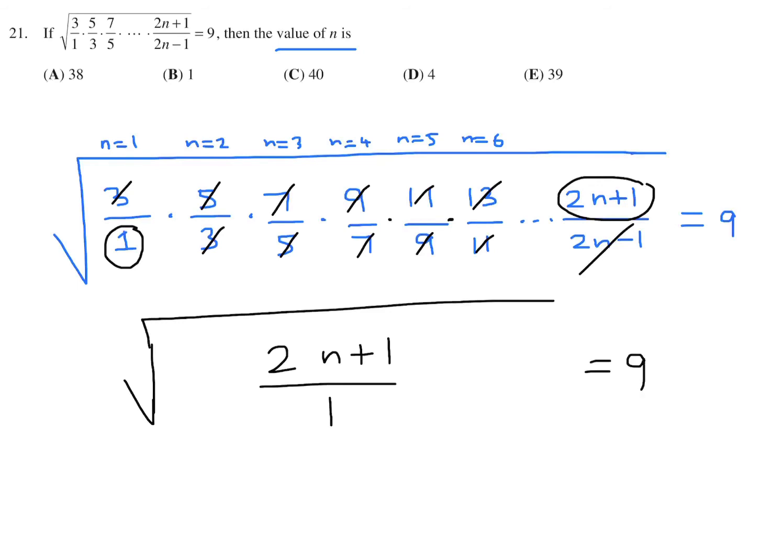That's it. Okay? So then we square both sides, get rid of the radical, the root, and that would be 2n plus 1 is equal to 81. 2n therefore is 80, and n is equal to 80 divided by 2, which is 40. And that's it. 21 will be C.